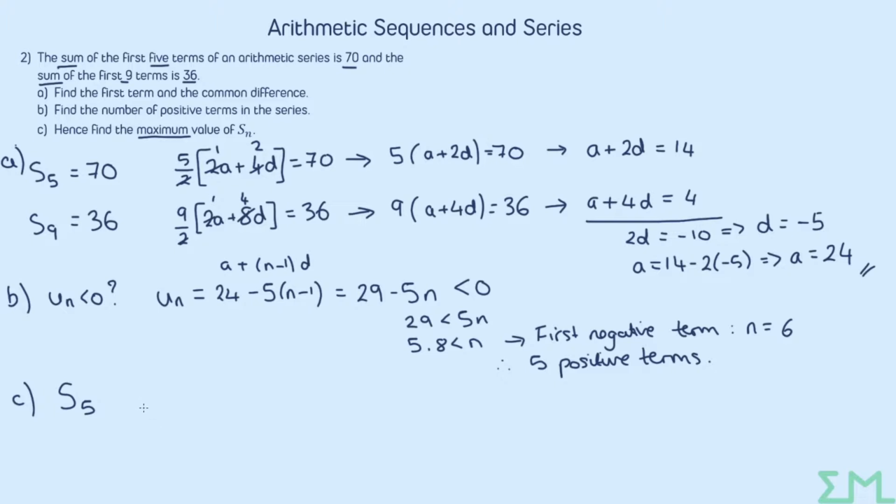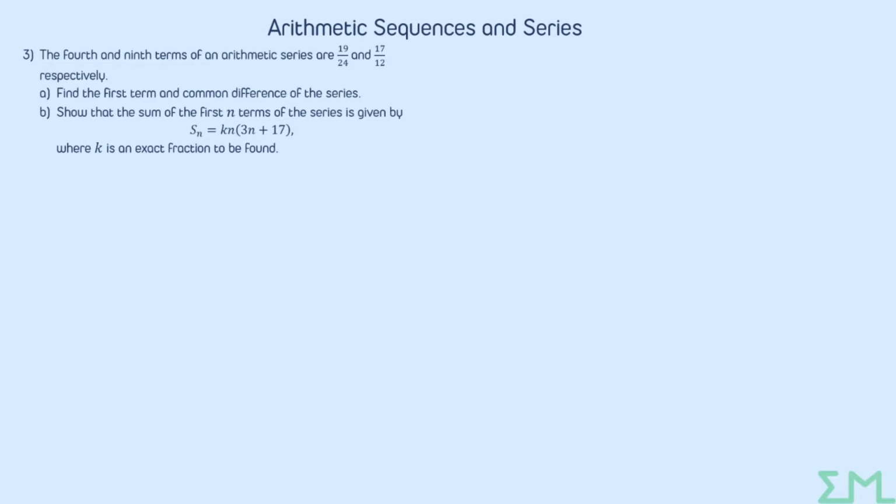We don't even need to do any calculating here because we have in fact been given S5 in the question, so 70 is the largest. We could always check and work out S6, and we should find that S6 is less than 70 and will continue to decrease from then on because each term is negative. Okay, good. Question 3.